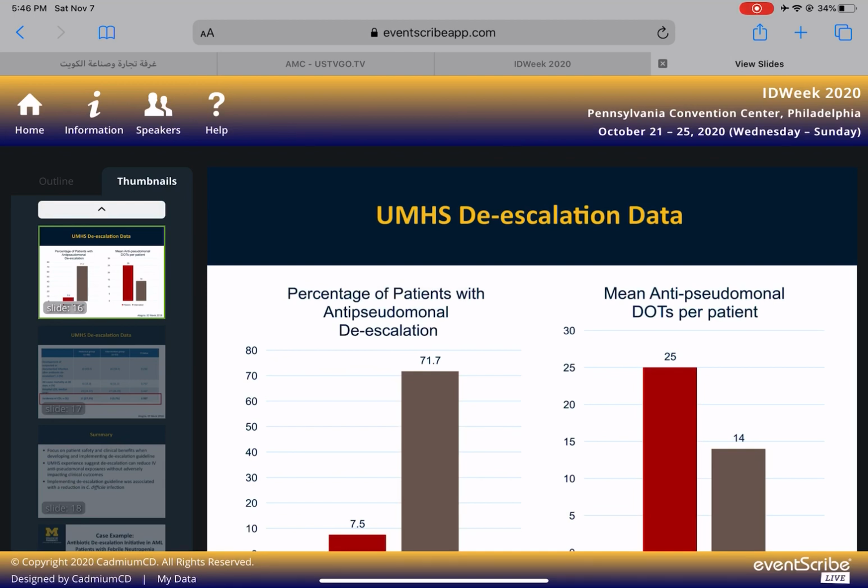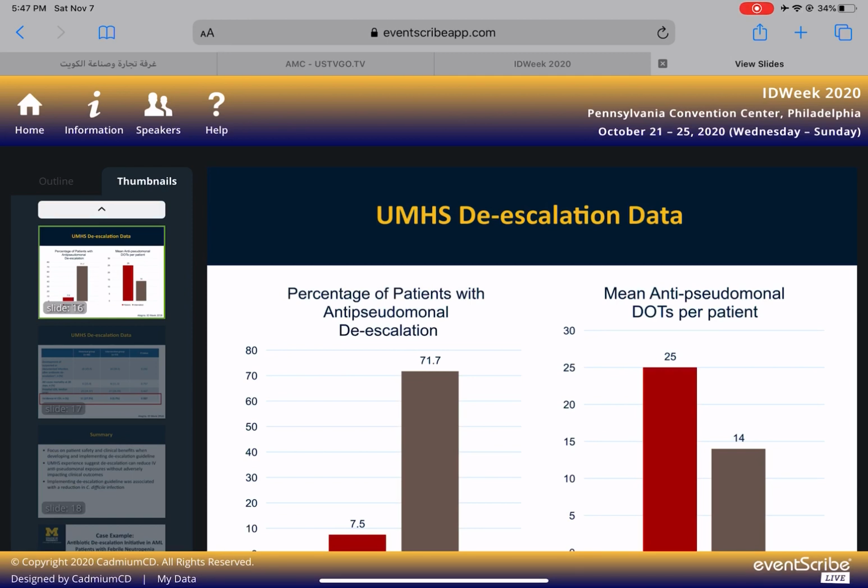When we looked at the antibiotic prescribing data following the guideline implementation, we looked at two different metrics related to prescribing. The first one was how many patients had de-escalation off of anti-pseudomonals. And you can see in the historic group, only 7.5% of patients ended up having a de-escalation performed. After we went live with this guideline, 71.7% of patients had de-escalation performed.